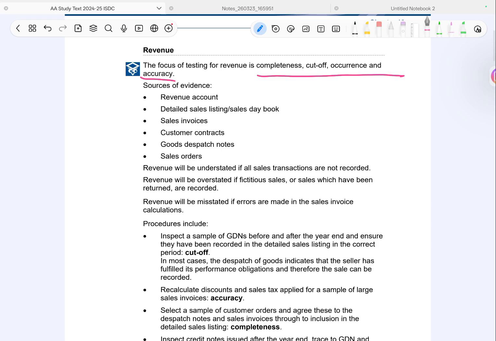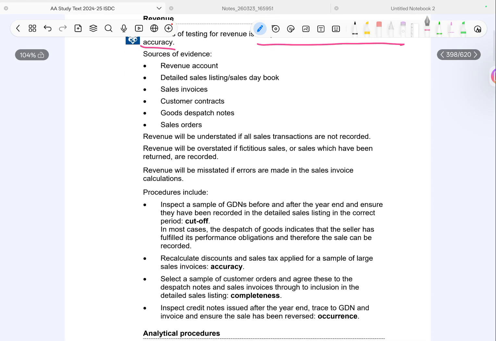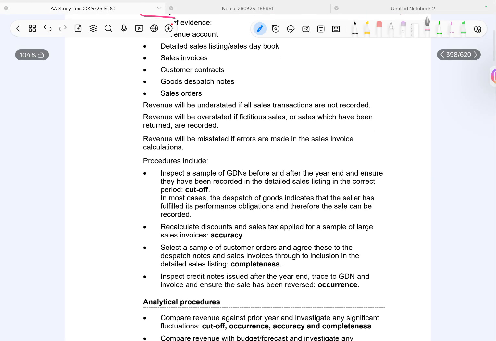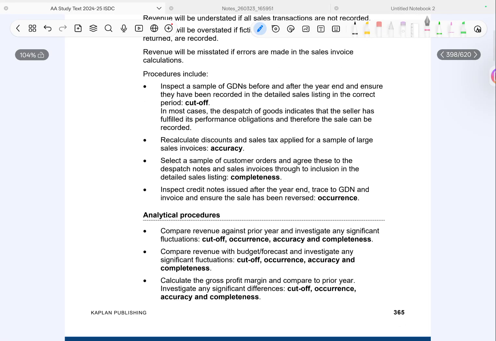For accuracy, sales invoices are recalculated, including discounts and sales tax, to ensure amounts are correct. To test completeness, a sample of customer orders is traced through goods dispatch notes and invoices into the sales listing. For occurrence, credit notes issued after year end are reviewed and traced back to original invoices to ensure sales are properly reversed.